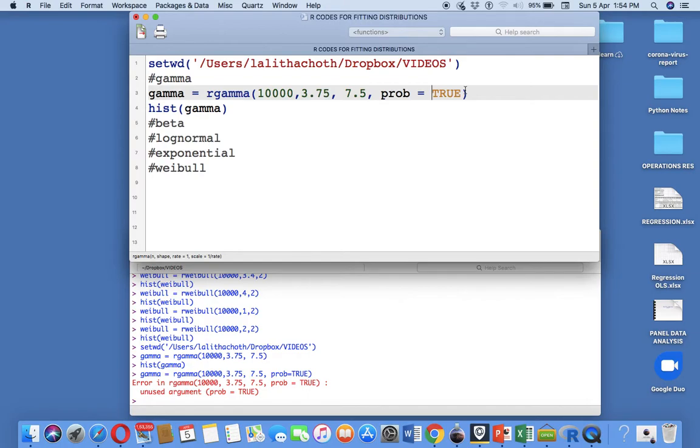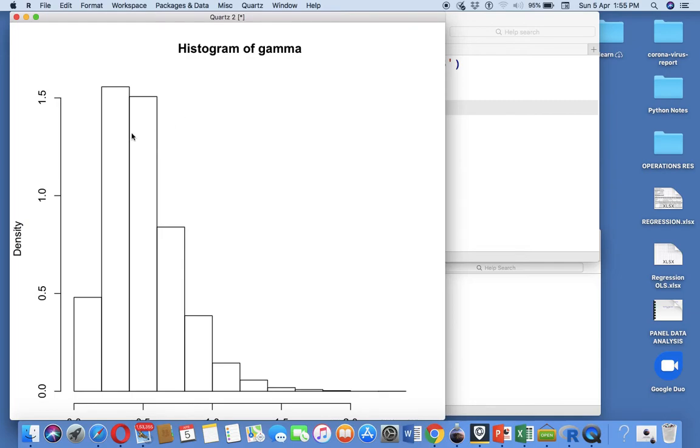Sorry, not there. It doesn't come there. It comes in the histogram, not here. It comes here. Okay. So you get the probabilities. What are the probabilities that these will be the values?